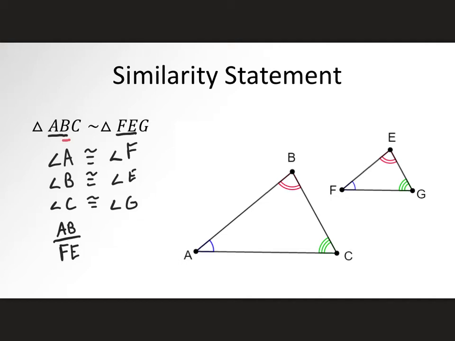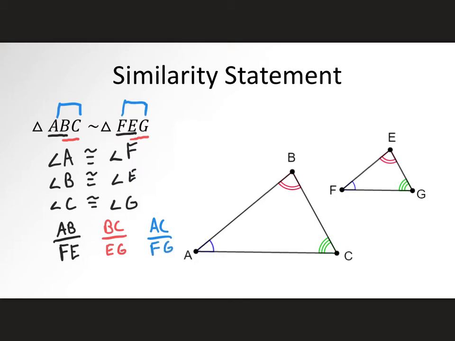Since B and C are the second and third vertices mentioned in that statement, and E and G are the second and third vertices mentioned in that statement, we know that BC will be proportional to EG. And finally, for the last side, you start with the first and the third letter, and you make that side AC, which in our diagram you can see is down here, will be proportional to FG, the first and third in that part of the similarity statement.